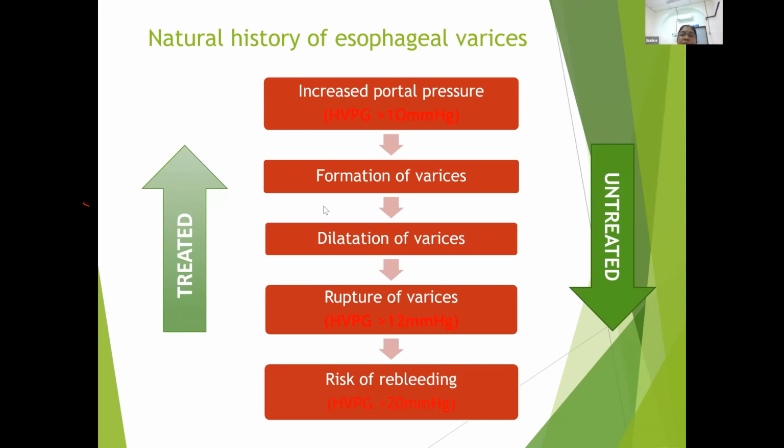Okay, natural history of esophageal varices. When there is an increase in portal pressure of more than 10 millimeters of mercury, there will be a formation of varices, and then dilatation of the varices. If left untreated, the varices will rupture if the hepatic venous pressure gradient is more than 12 millimeters of mercury. If left untreated, there is a risk of rebleeding and a high risk of mortality.